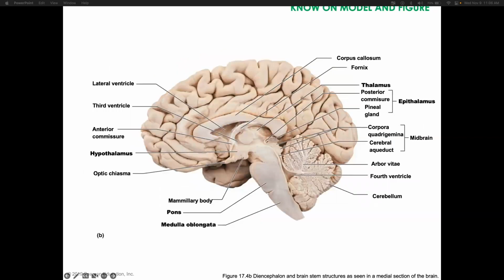And then this is just a cadaver image of the previous slide. So again, you can see our ventricles, our cerebellum, that arbor vitae, the medullary body, the pons, medulla oblongata, and all the other things that were on the last slide.